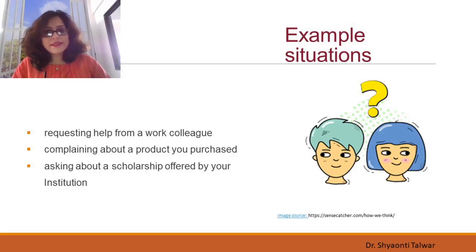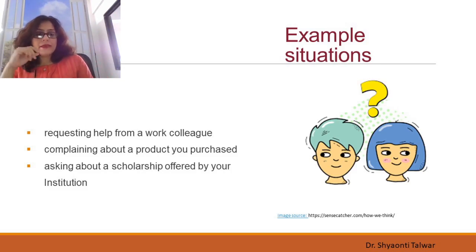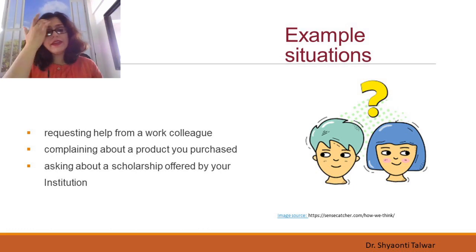So let us look at some example situations in which you might be receiving emails or correspondence. If you're already working, employed with an organization, it could be requesting help from a work colleague, or it could be about some departmental meeting. It could be from a client who is complaining about a product you purchased, or it could be asking about a scholarship offered by your institution, right? So it could be inquiry based or it could be information based, like we already discussed.